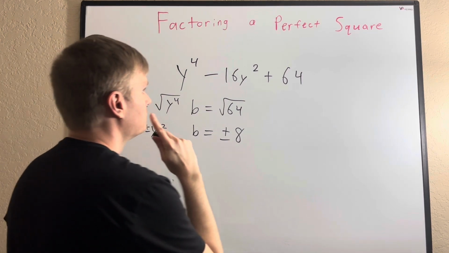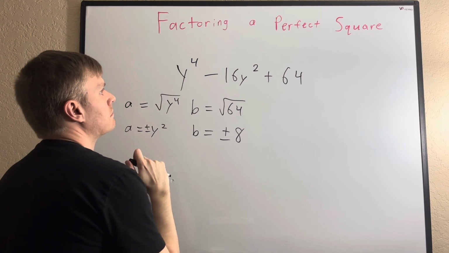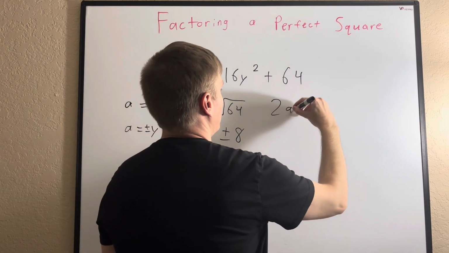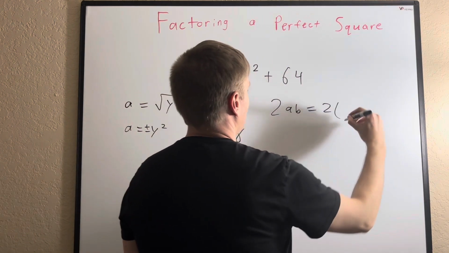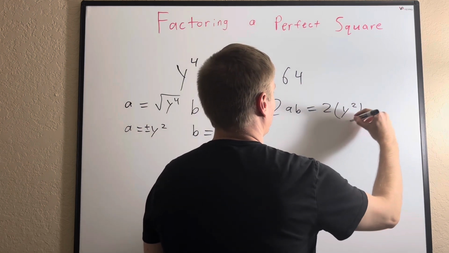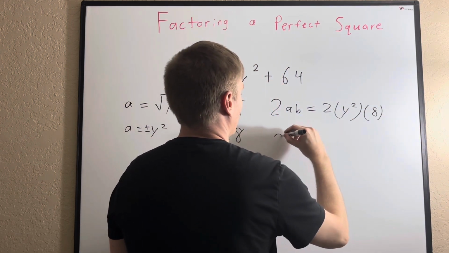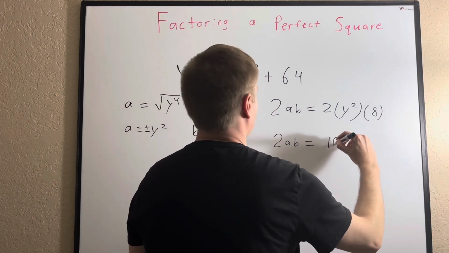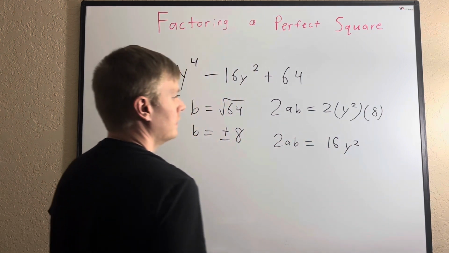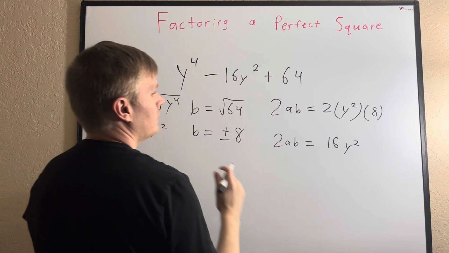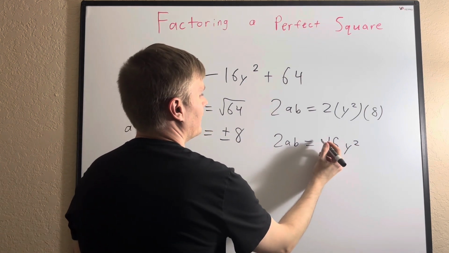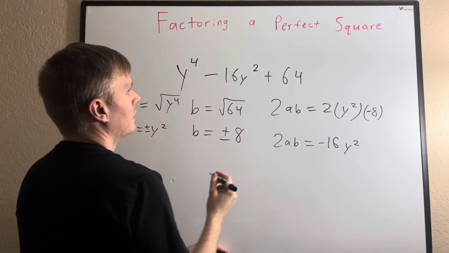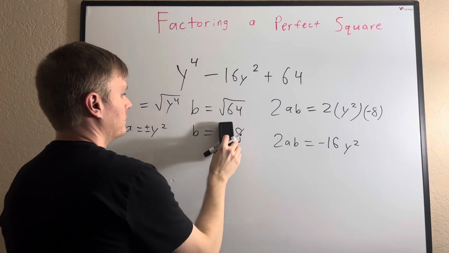All right. So what's the next step? 2AB, right? We've got 2, we've got A, which is y squared, we've got B, which is 8. 2AB, 2 times 8 is 16y squared. This is a negative, so we're going to need to make one of these negative for it to come out negative. So we'll take the B and we'll make that negative. And that fixes our problem.